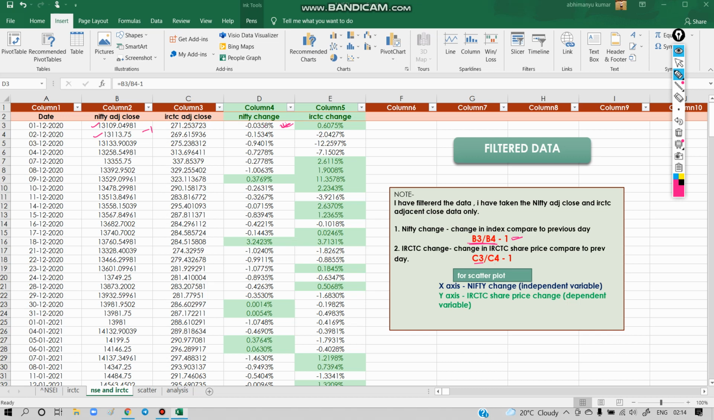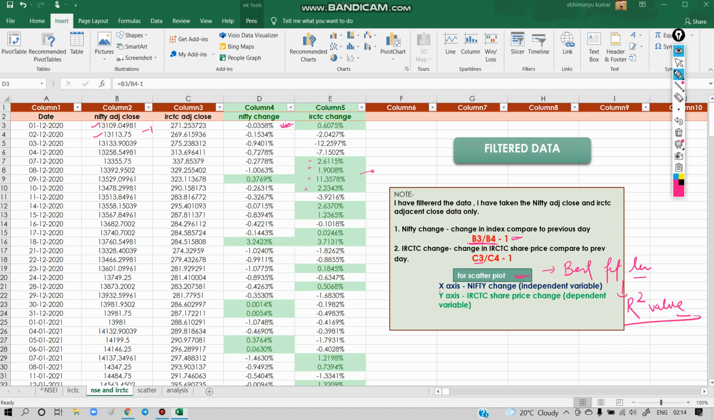As you can see, this light mint green color is for the positive change, and this is for the negative one. So this is the filtered data. Next, I need to plot a scatter plot, and in the scatter plot I also need to plot a best fit line, and then for the best fit line I need to find my R square value.